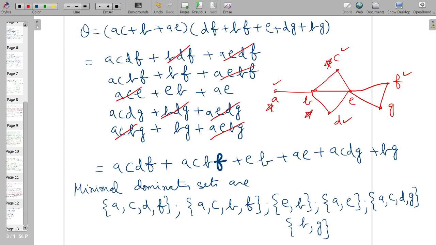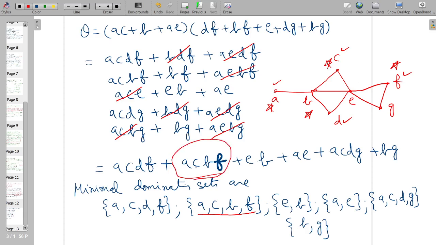I think I have made a mistake here. A, C, B, F. But when I remove this A, what did I get? C, B, F will be a dominating set. So I don't know how did I get this term.